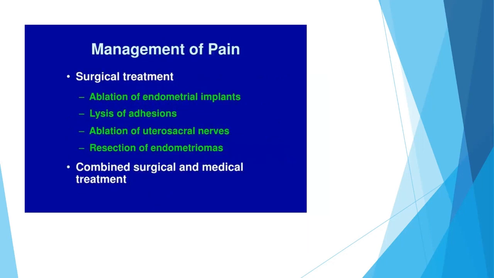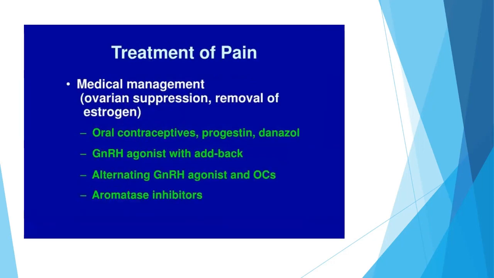Management of pain is by surgical treatment. We can do ablation of endometrial implants, lysis of adhesions, or ablation of uterosacral nerves. We can also do medical management with oral contraceptives, GnRH agonists, alternating GnRH agonist and OCs, or aromatase inhibitors.